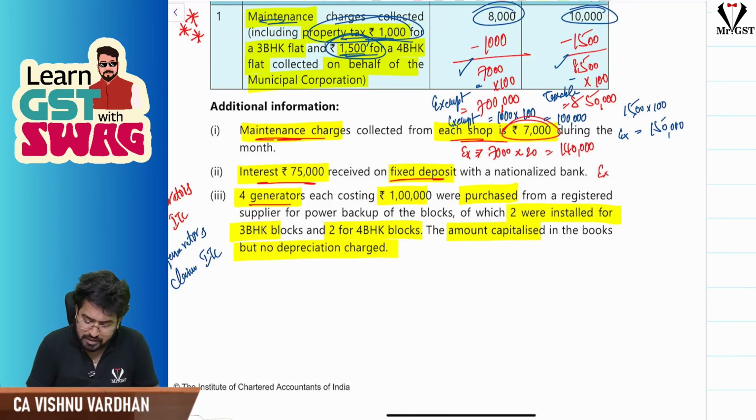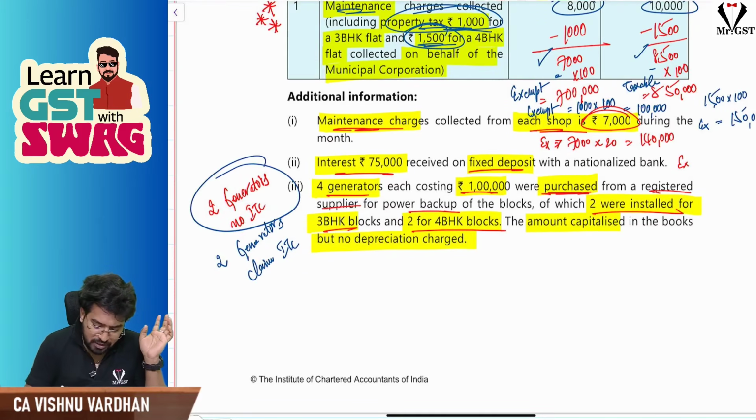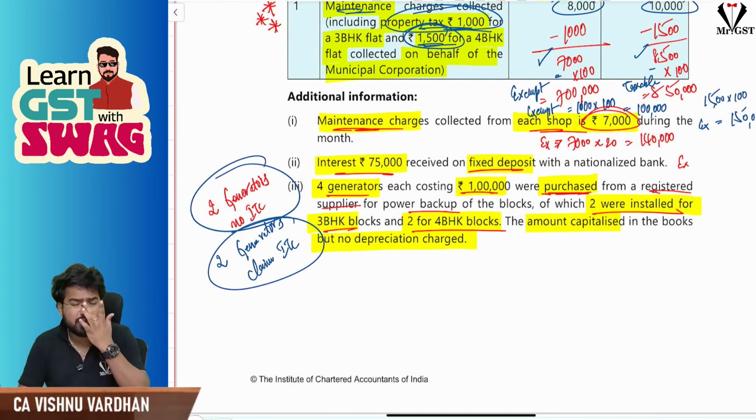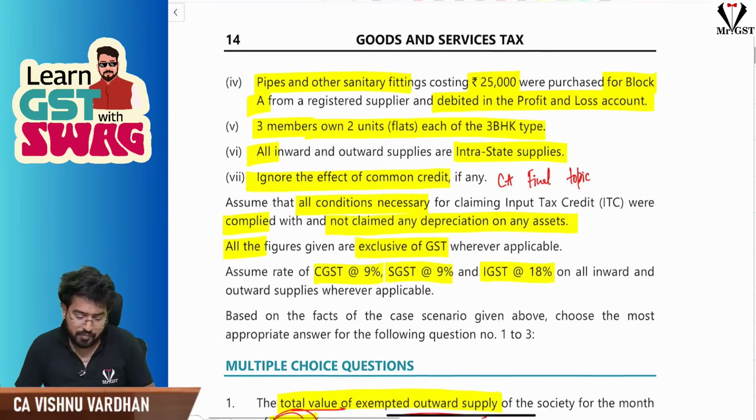And 4 generators costing 1 lakh were purchased. This is about purchase. From a registered supplier for power backup of the blocks, of which 2 were installed for 3 BHK and 2 were installed for 4 BHK. For 2 generators you cannot take ITC, but for the other 2 you can take ITC. 3 BHK maintenance, as we just saw, is exempt under GST, while 4 BHK maintenance is taxable. The amount is capitalized in the books but no depreciation is charged. As you know, under Section 16(3), if the depreciation benefit is not claimed, then you can take ITC happily.